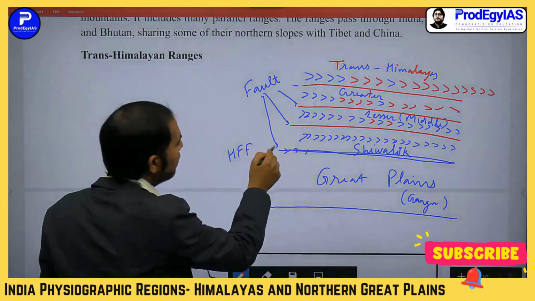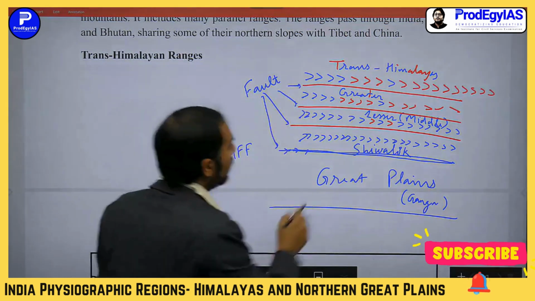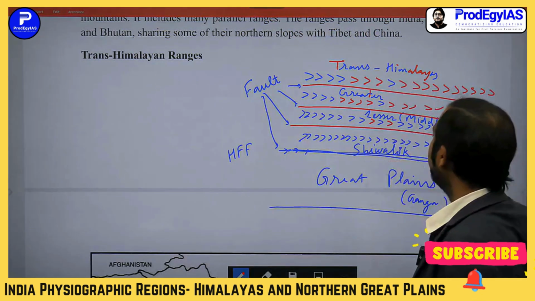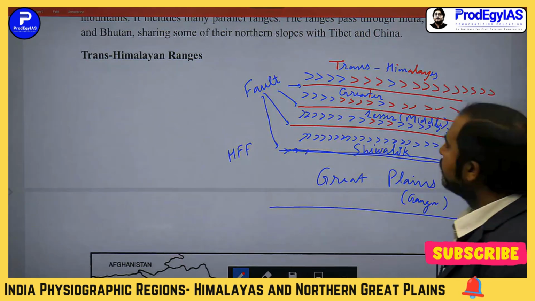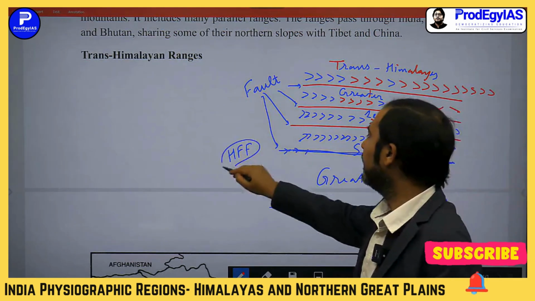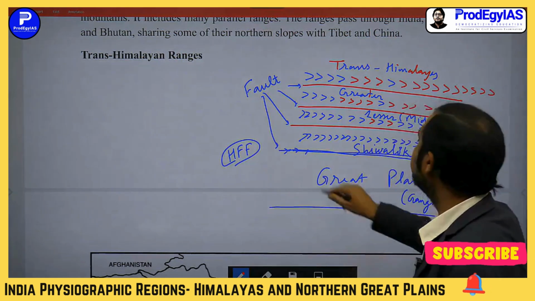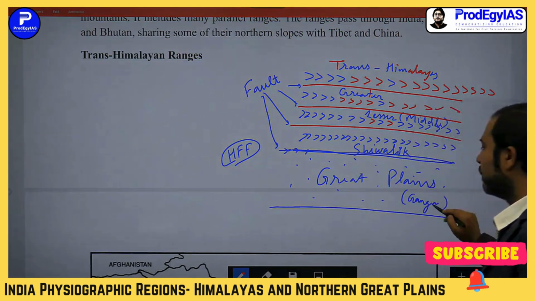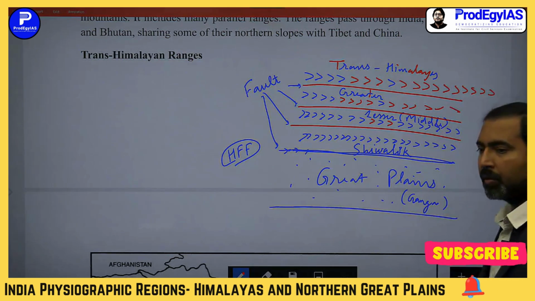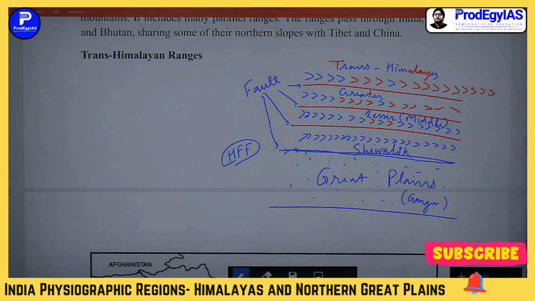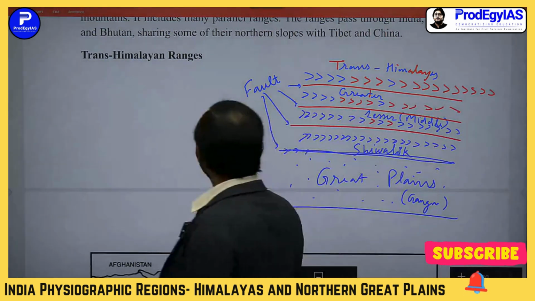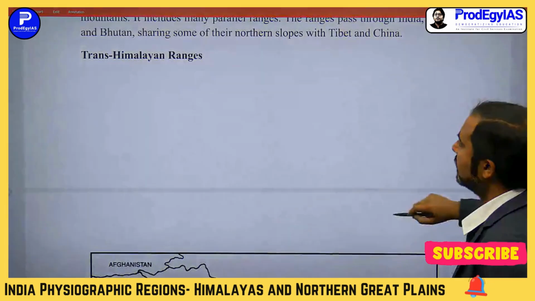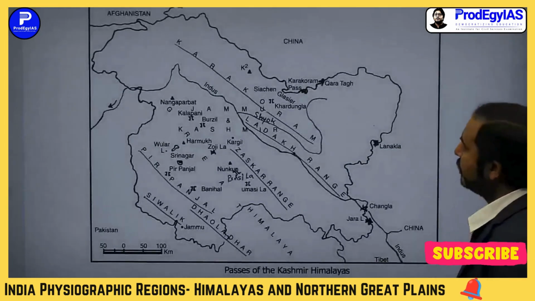They are fault regions. They are fold ranges, which are named as Trans Himalayas, Greater, Lesser, and Shivalik ranges, right? This southernmost fault is known as Himalayan Front Fault. South of it lies this Great Plains made by Ganga River, right? Draw this diagram. Try to match up with my speed because you have very less time in your exams to draw such type of diagrams, right?